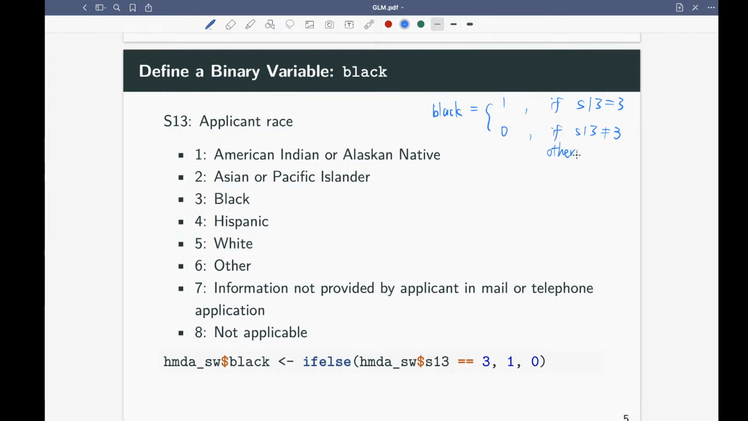I use an if-else command to create the binary variables. If this condition is valid, then this variable is equal to 1. Else, it means this condition is not valid, then this variable is equal to 0. So we have completely defined the variables we want to discuss in this chapter.